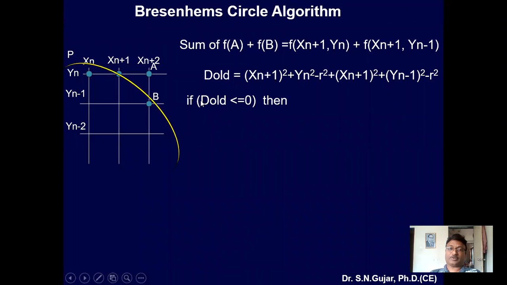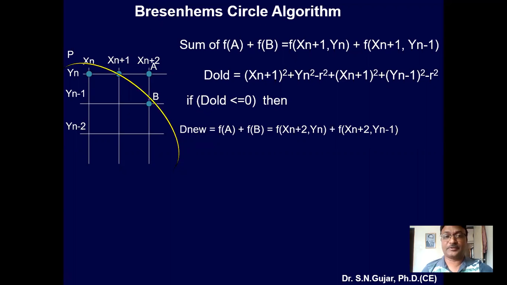Suppose d old. What is the d old value? That decision parameter old that you have already calculated is less than or equal to 0. Then what? The sum of f of a and f of b we have already calculated, the old value, and this value is less than or equal to 0, then the new value you can calculate.